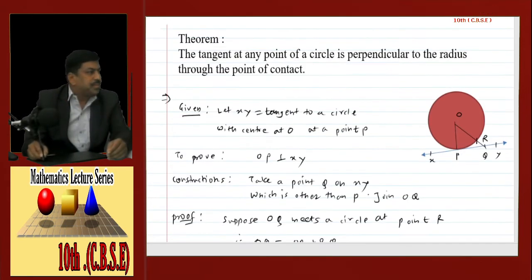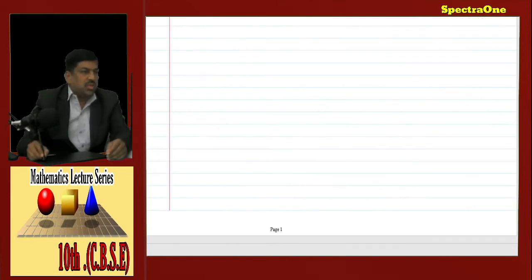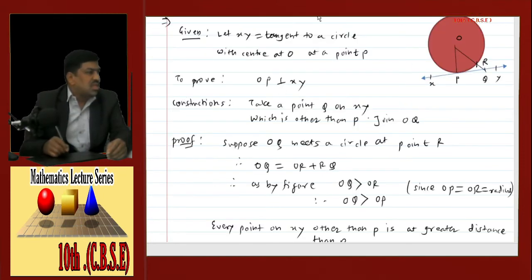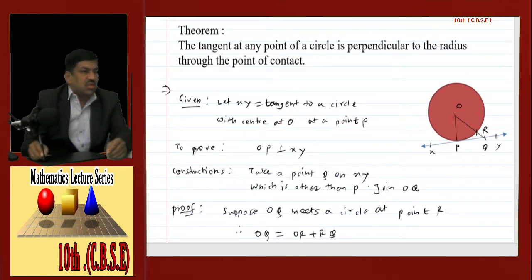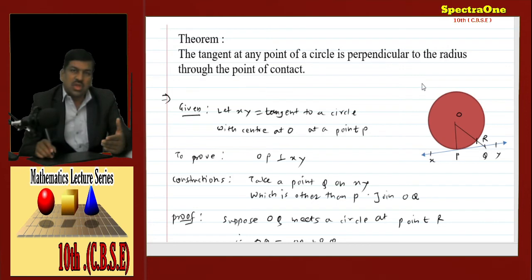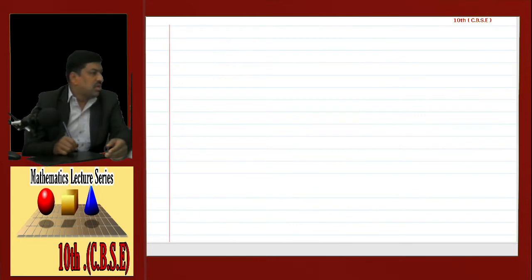Okay, are you getting it? So we have seen what is meant by a tangent to a circle. Then we have seen this theorem: if a tangent is drawn at any point on the circle, it is perpendicular to the radius through the point of contact. So let us take some example.